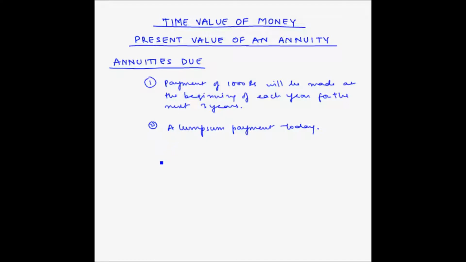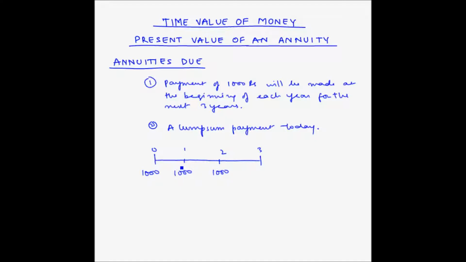So option number 1 will look something like this on the time scale. So this is 0, 1, 2, 3. And the payments are being made at the beginning of each period. So 1,000 rupees, 1,000 rupees, 1,000 rupees. So this is at the beginning of the first year, this is at the beginning of the second year, and this is at the beginning of the third year. Now I've kept this as positive because this is a receipt of payment, so this is coming into your pocket.